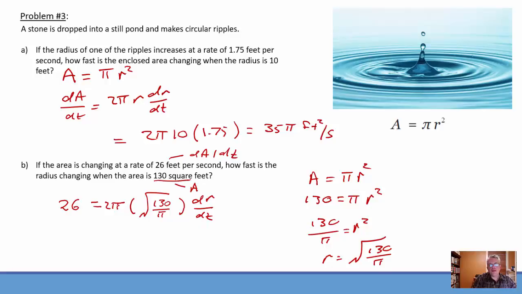So we can divide both sides by 2 pi, divide by this mess, and if you do it, you get dr/dt equals 0.6433 feet per second. Okay, that was kind of tough. But hopefully you're familiar now. You can see that the most important thing here is taking a formula like A equals pi r squared and taking its derivative. After that, it's just substituting values and algebra.